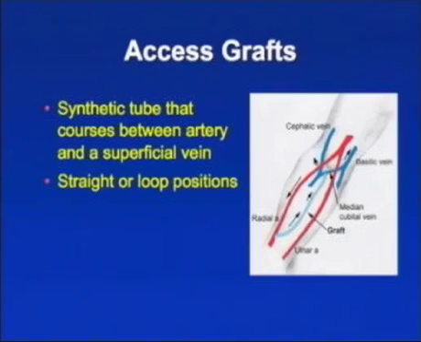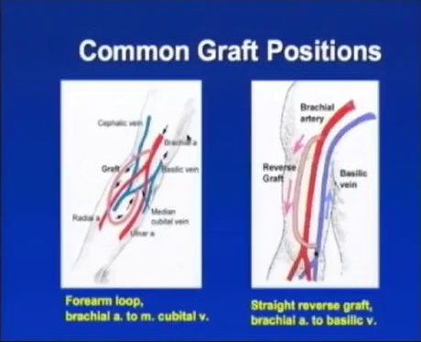So for the access grafts, a synthetic tube is placed in between the artery and a superficial vein. And these can be placed in one of two situations. It can be a straight course of the graft, going in this case from the radial artery to the median cubital vein, or these can also be in loop positions. This is a very common one that we see. It's the brachial artery. The graft loops down through the forearm and courses back to the median cubital vein or to the basilic vein. And then occasionally we see this anastomosed into the cephalic vein as well.